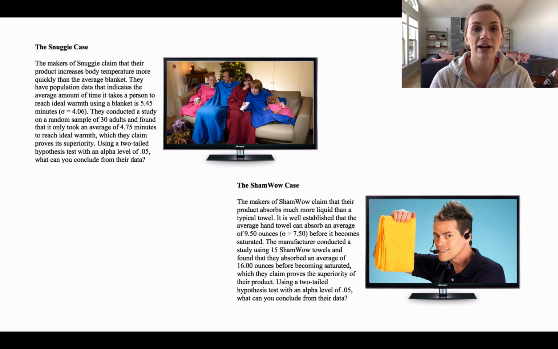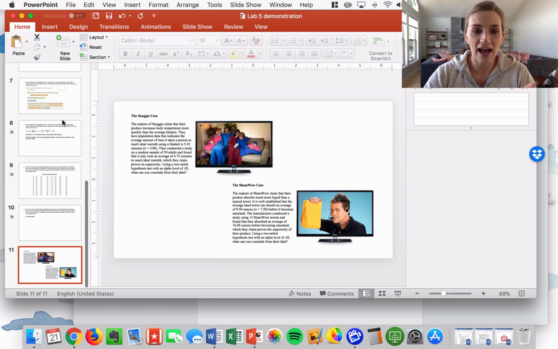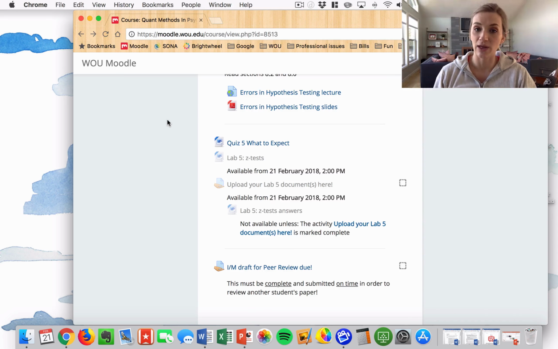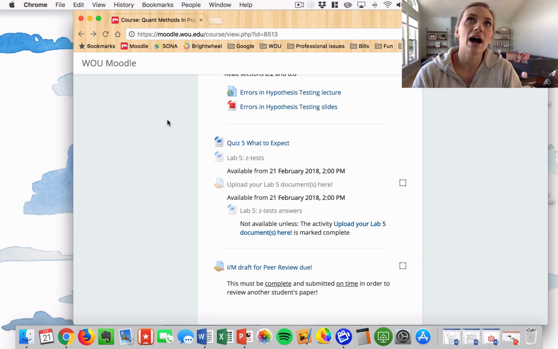So I hope that this provided you with a pretty good template for how to move forward and complete the rest of the lab assignment yourself. Now that we're done with that demonstration, I just want to talk to you about the peer review, the IM draft that you turned in today for the peer review that will be due next week.